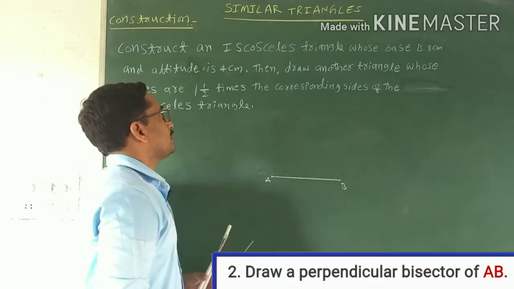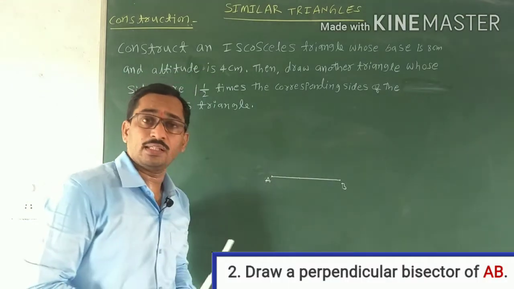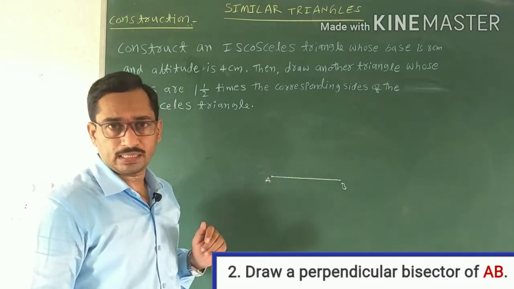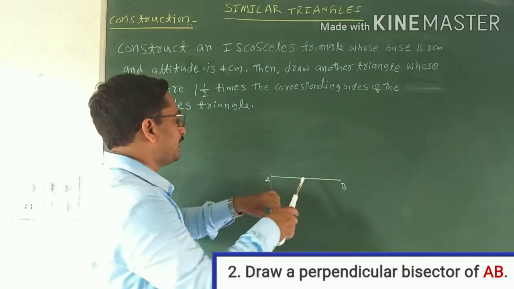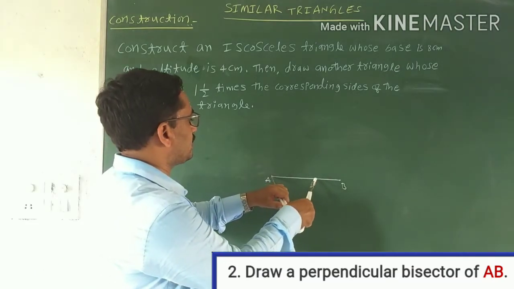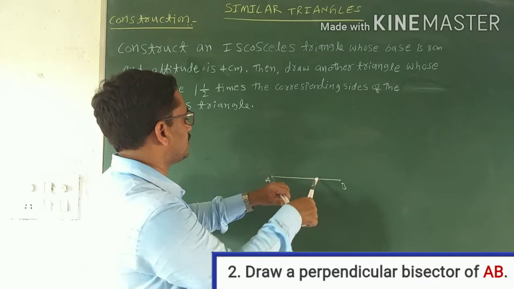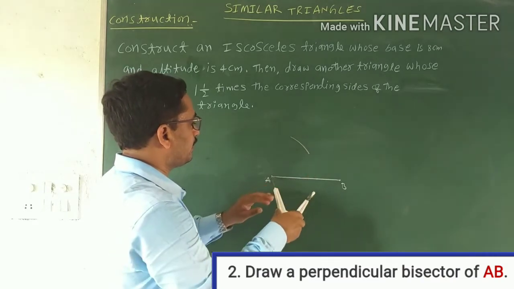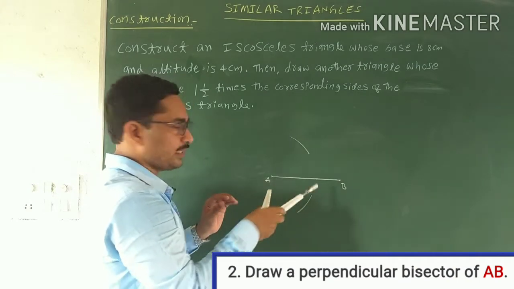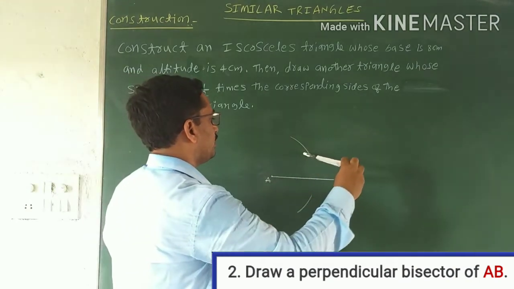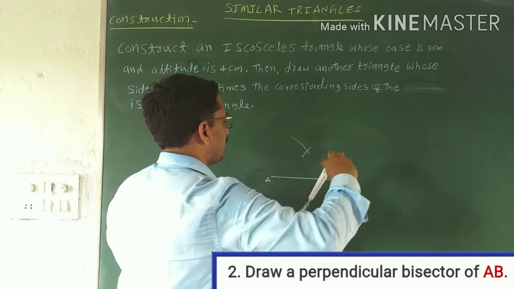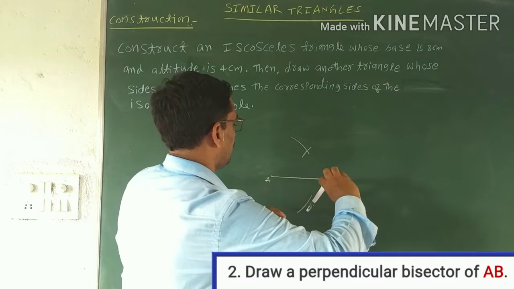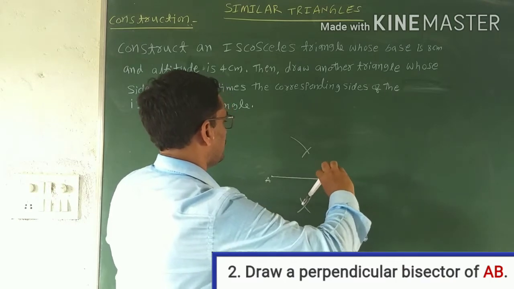See how to draw an altitude. To draw the altitude, first draw the perpendicular bisector of the line segment AB. How to draw the perpendicular bisector of line segment AB? By taking more than half of the distance, with the center A, draw an arc on both the upper side and lower side, and with the center B draw the same, taking the same length, two arcs, like this.